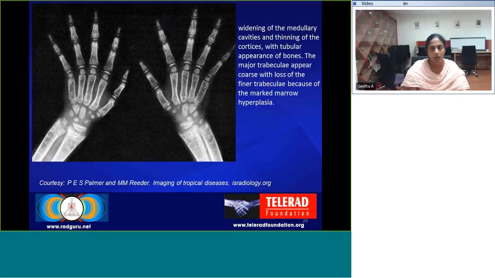An example of thalassemia showing changes in the hands, widening of the medullary cavities, thinning of the cortices, and tubular appearance of the bones. The major trabeculae appear coarse with loss of the finer trabeculae because of the marrow hyperplasia.